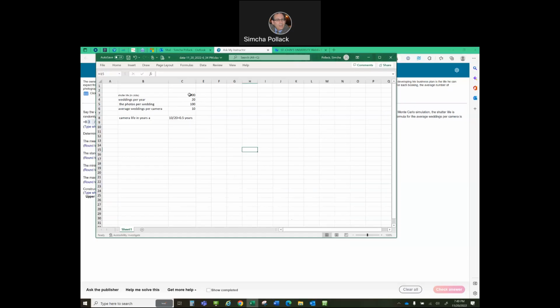Let's assume the camera lasts for 1,000 clicks, and you have 100 photos per wedding. So you take 1,000 divided by 100 to result in 10 weddings per camera. In other words, you have 1,000 clicks, and you can go through 10 weddings. The first wedding, you're going to use 100. The second wedding, 200, 300, up to 1,000. So you can go through 10 weddings.